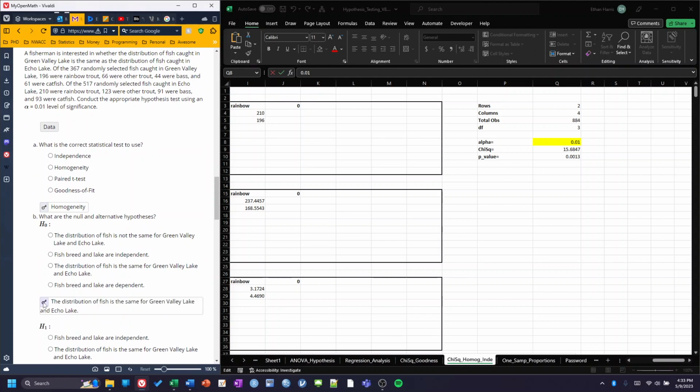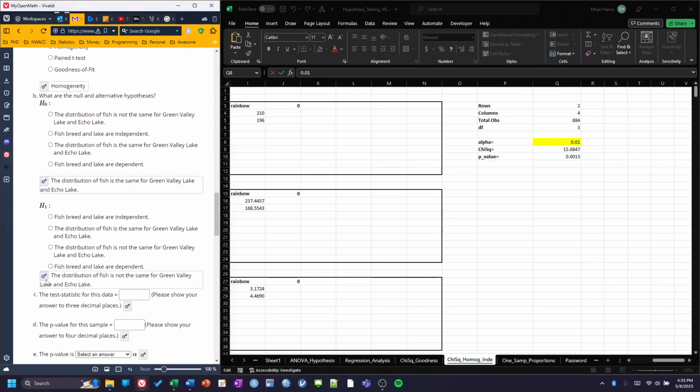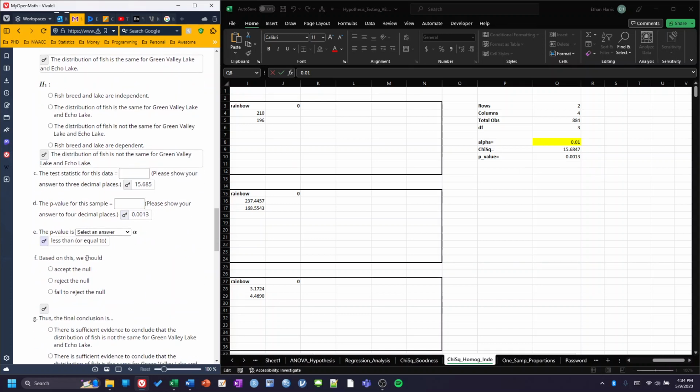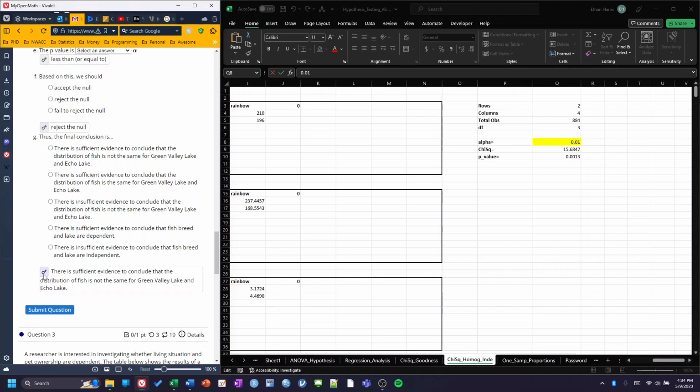The null hypothesis is that the distribution of fish is going to be the same in Green Valley Lake and Echo Lake, and the alternative is that it's not the same distribution. Our test statistic here is going to be our chi-squared again, 15.6847. The p-value is 0.0013, which is less than our alpha, and we are going to reject the null. So our final conclusion is that there is sufficient evidence to conclude that the distribution is not the same.